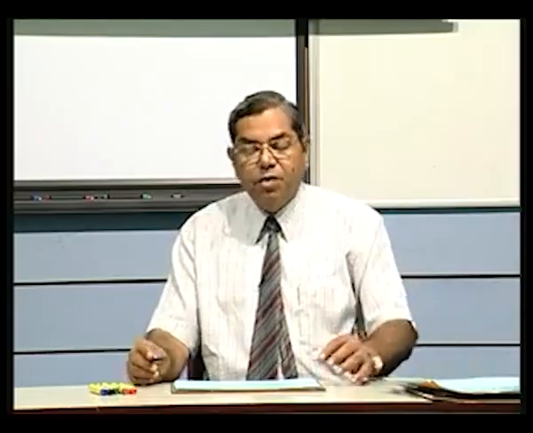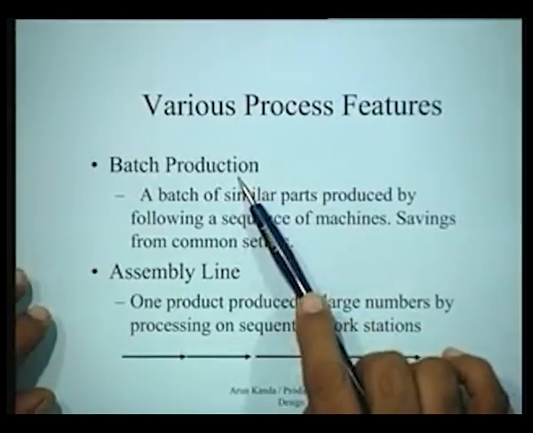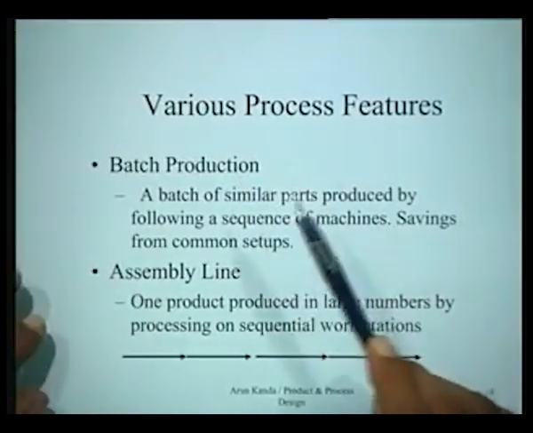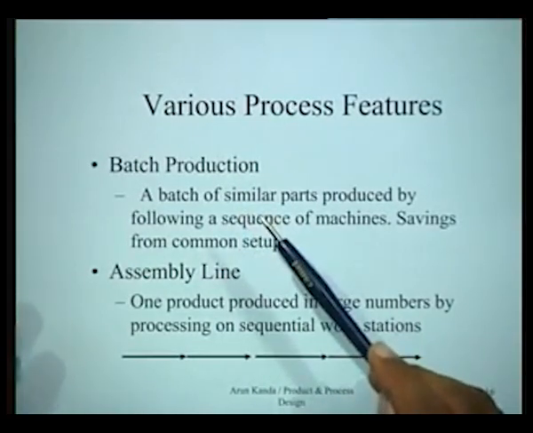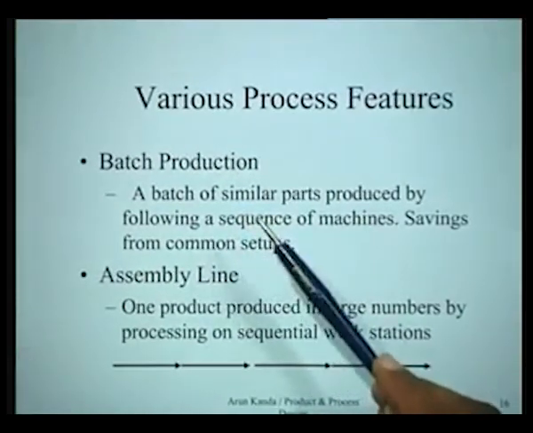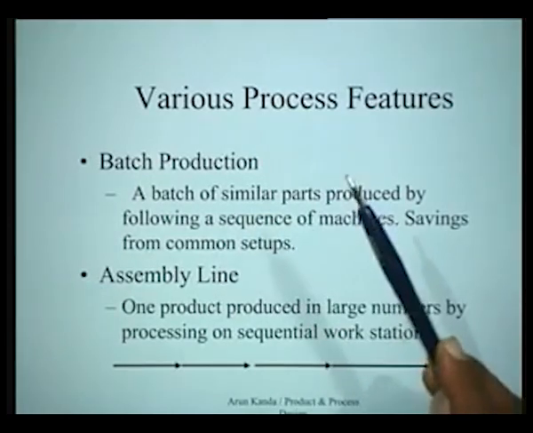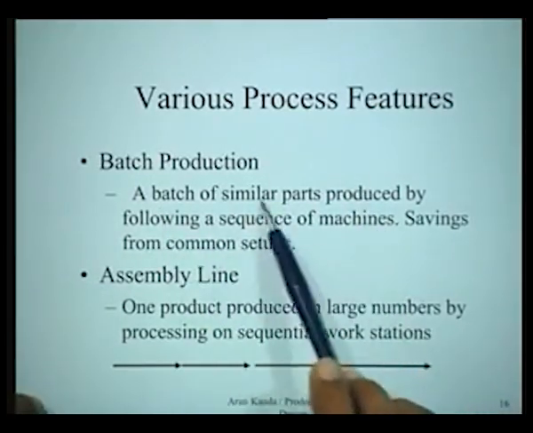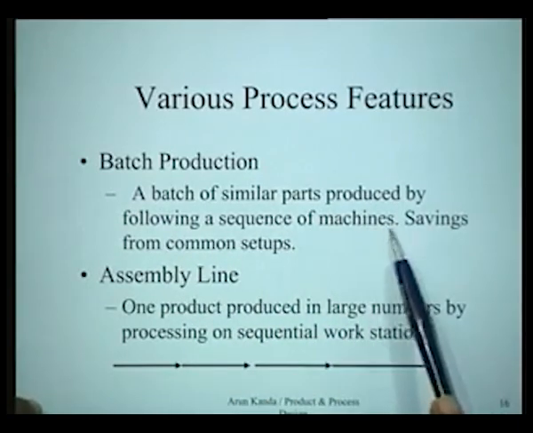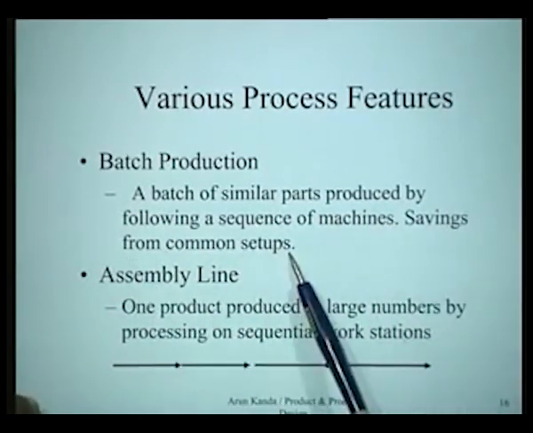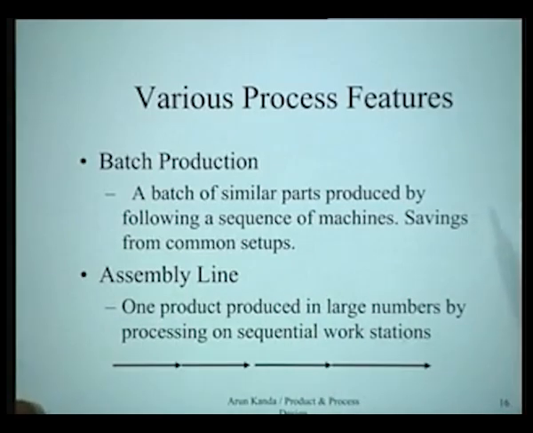We then talk about various process features in terms of batch production. So what is batch production? It's like a typical job shop: when volumes become larger, it could graduate to a batch production system. What would happen? A batch of similar parts would be produced by following a sequence of machines, and there would be savings from common setups. That's the typical advantage of batch production.